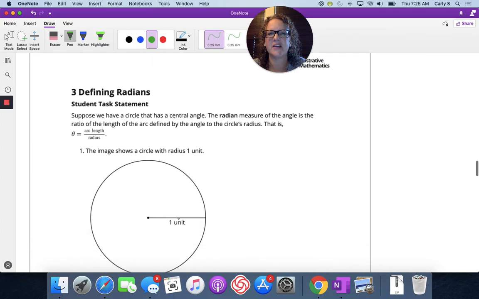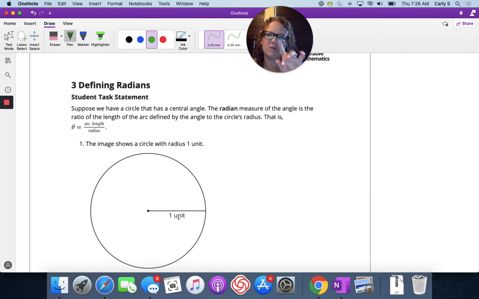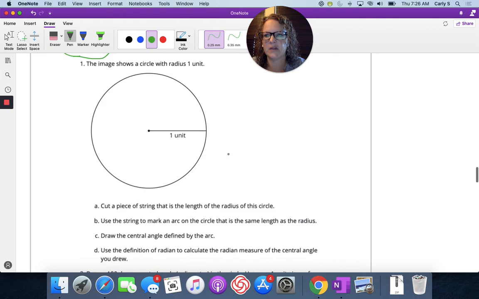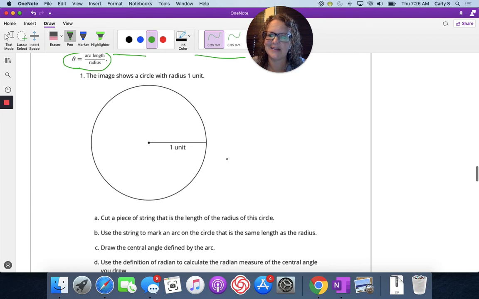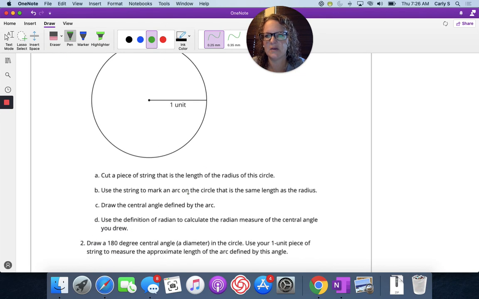So here it says defining radians, and like I told you in task statement 1, that's what radians are. So suppose we have a circle that has a central angle. The radian measure of the angle is the ratio of the length of the arc defined by the angle to the circle's radius. That is theta equals arc length over radius. The image shows a circle with radius 1 unit. We can't do this, okay? It's pretty cool though.